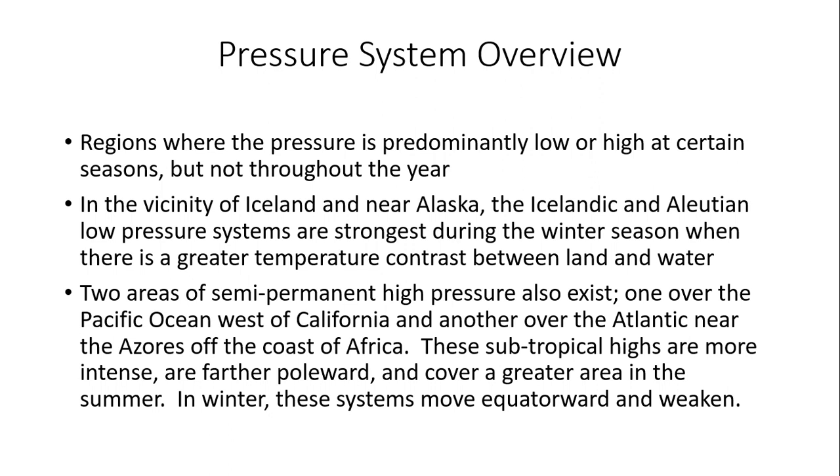Now, these are known as subtropical highs, and they play a large role in the type of weather that we see from the west coast to the east coast. They're more intense, they're farther poleward, and cover a greater area during the summertime. And these subtropical highs tend to move equatorward, or closer to the equator, and they weaken in the wintertime when the jet stream strengthens and it dips down into the middle latitudes much more frequently.